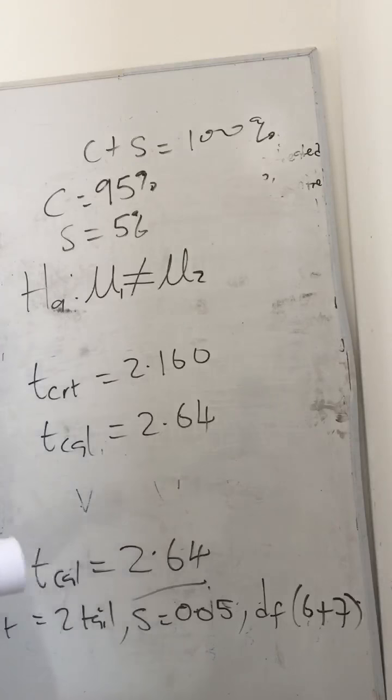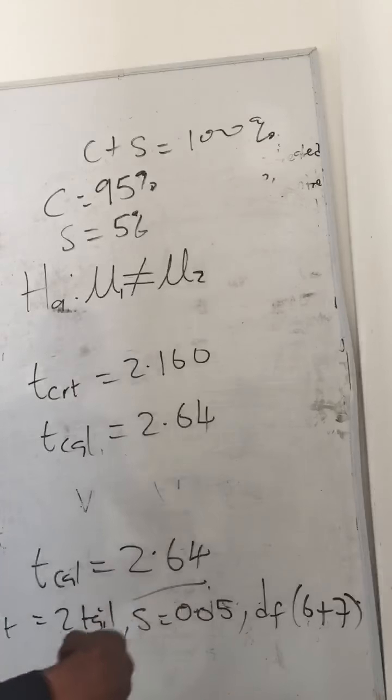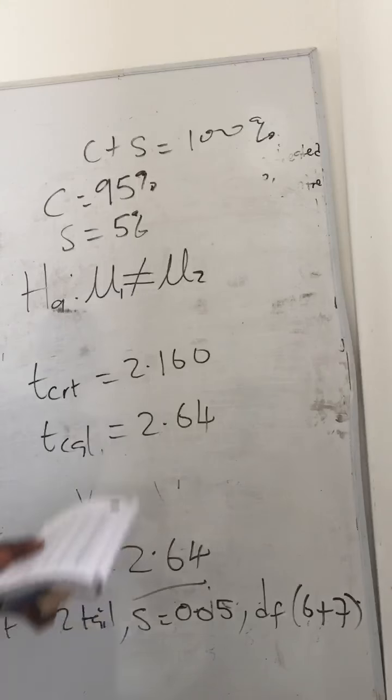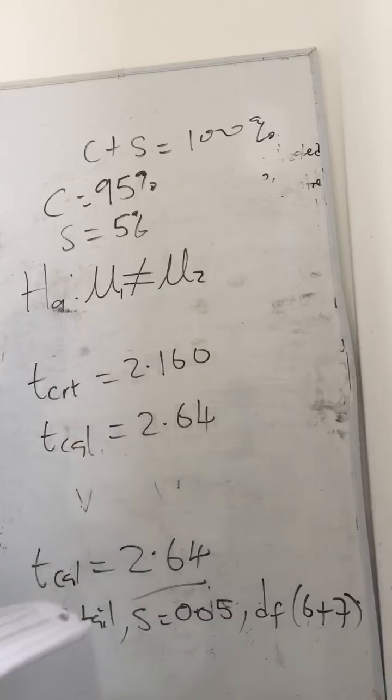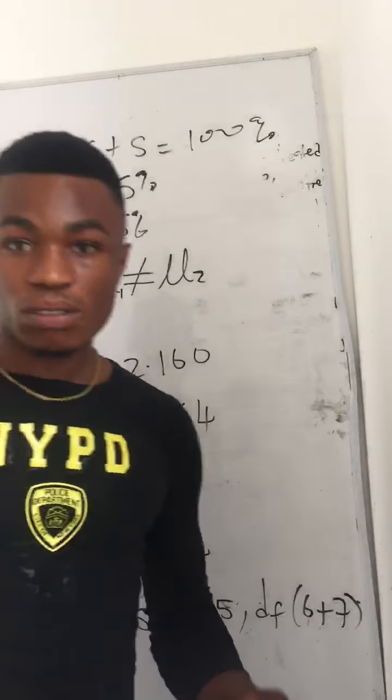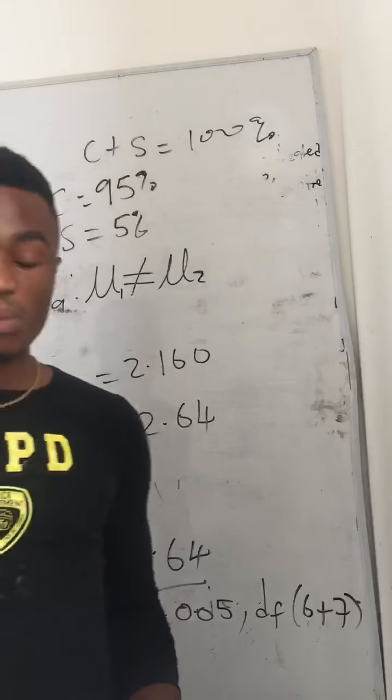Alright. So thank you. We end our video here. The critical things you have to take note of are the T calculated and the T critical. If T calculated is high, then reject the null hypothesis. If it's lower than critical, accept or fail to reject the null hypothesis.